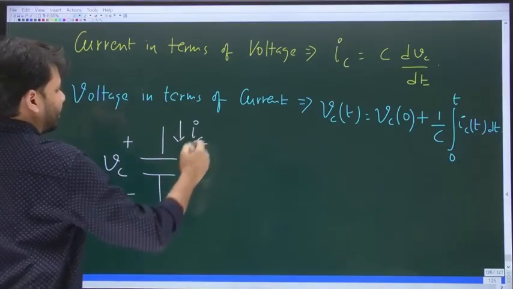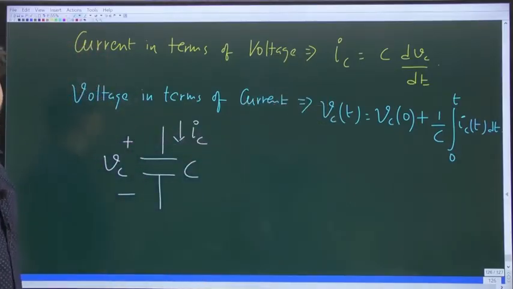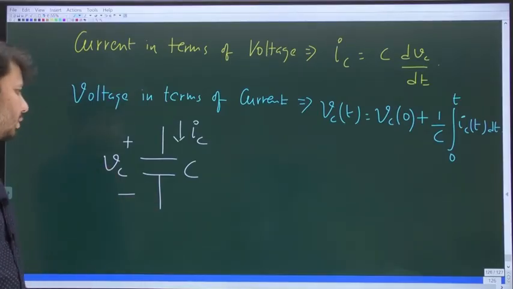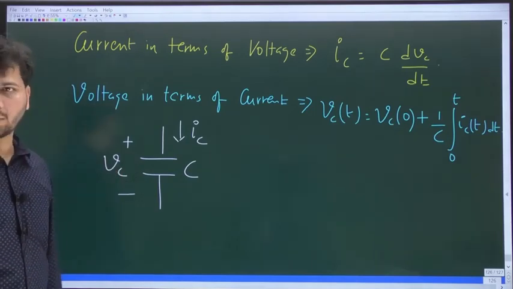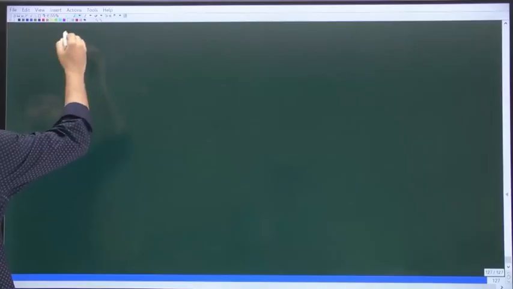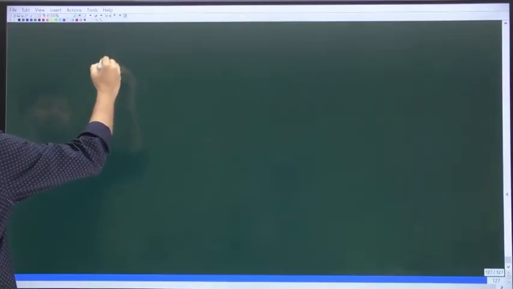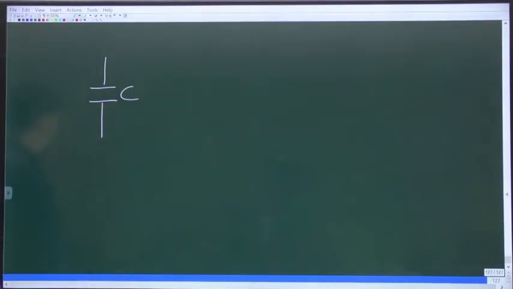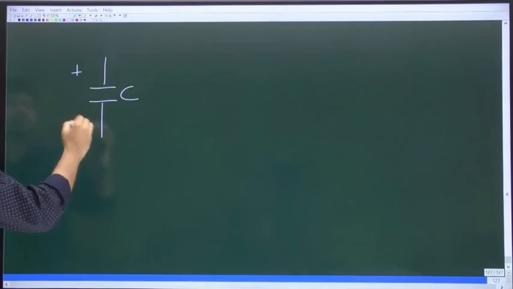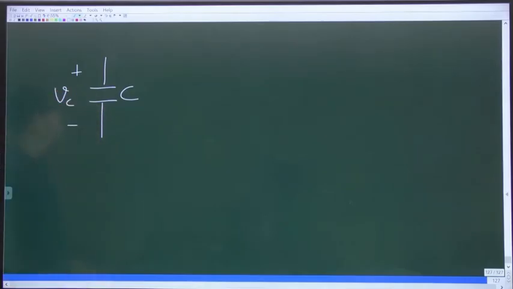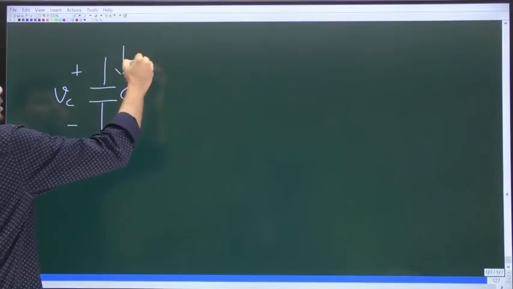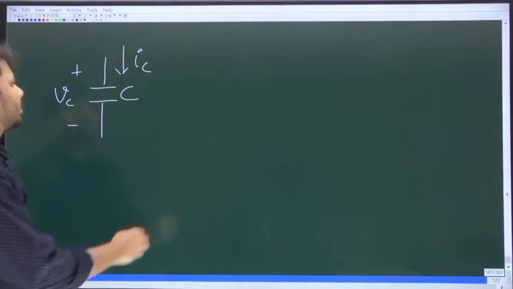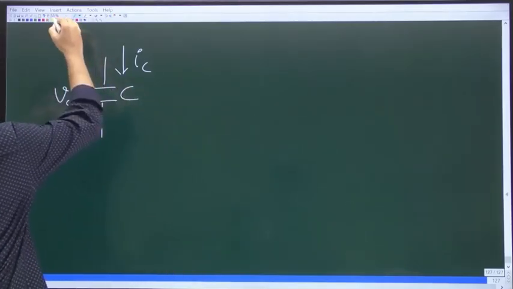And remember, in these two equations, Ic is always the current flowing from plus to minus, and Vc is the voltage across the cap. So let us say we have a capacitor across which the voltage drop is Vc, and let the current flowing from plus to minus be some Ic. Let us consider three cases.